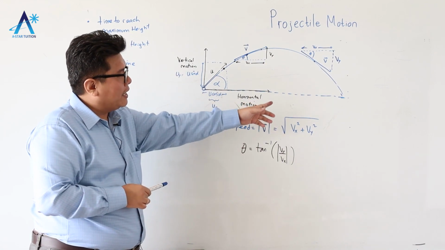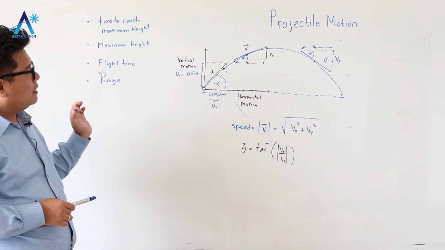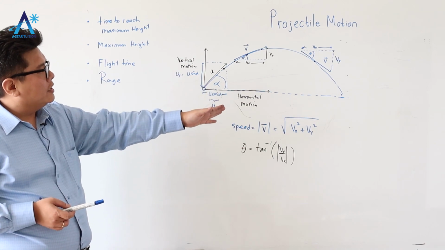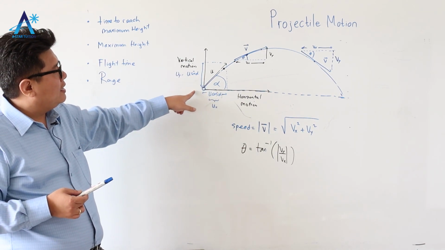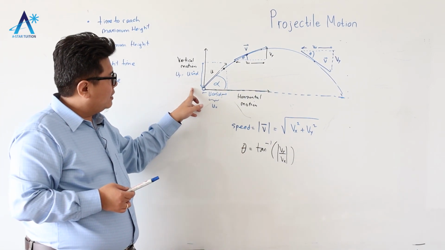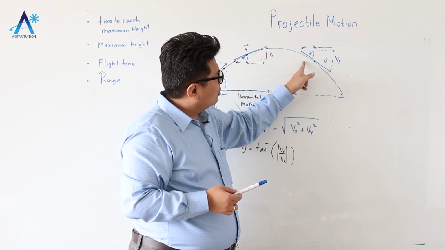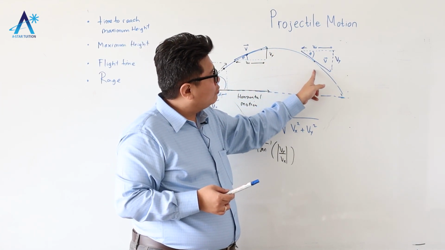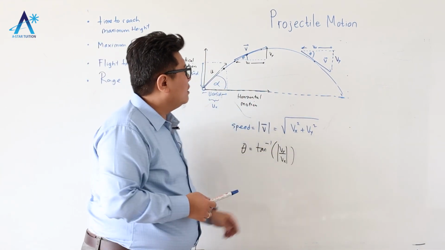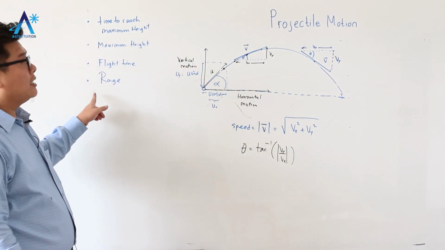horizontal displacement of the particle once it reaches the same initial vertical position. Let's say that the initial vertical position is at 0. When it moves up and reaches the maximum, it will go down again. When it goes down, it will reach the same vertical position as the initial. When that happens, what is the horizontal displacement? That is what we call the range.